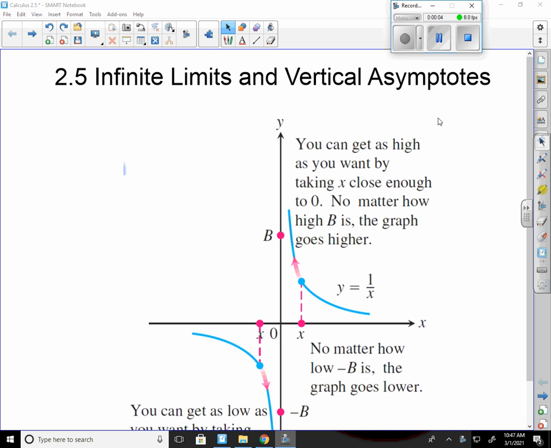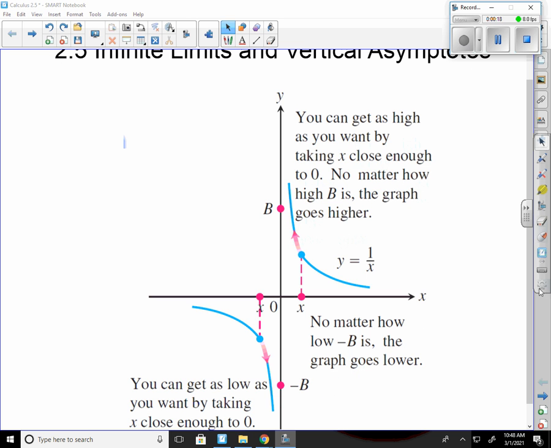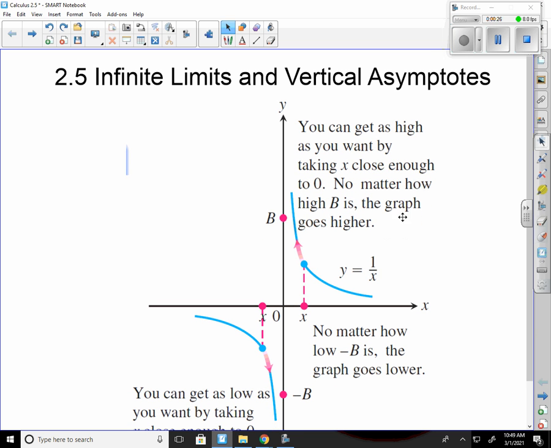Okay, today starts 2.5, infinite limits and vertical asymptotes. So with infinite limits and vertical asymptotes, we're looking at a graph that is going to be going to infinity as we get closer and closer to a number. In other words, we can get as high as we want by taking x close enough to 0. So no matter how high b is, the graph will always go higher. No matter how high my point is here, my graph is always going to go higher as I get closer and closer to 0.